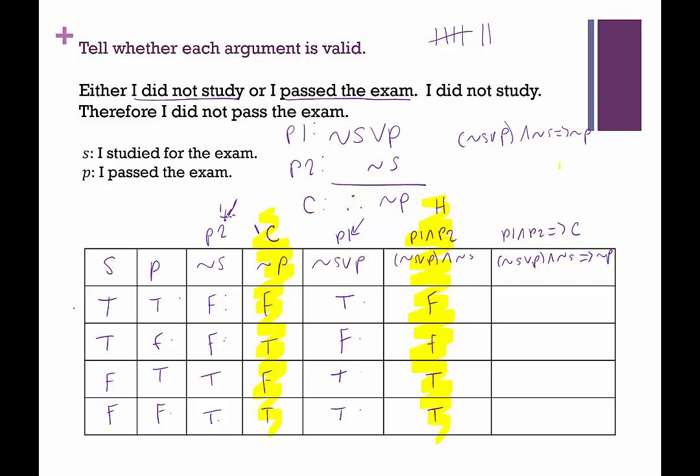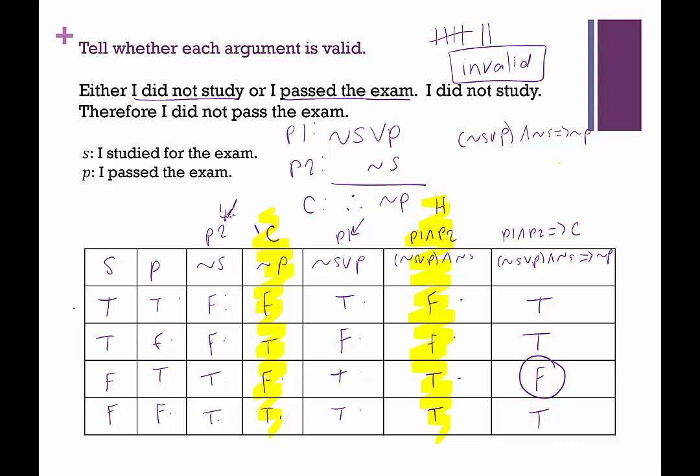And remember, this is a conditional, so we need either the hypothesis to be false or the conclusion to be true, or both. If false, it's by default true. Here we have to check it. If true, then false, that's a false. If true, then true is a true. So is this argument valid or not? It is not, because we have that one false in that final column, so this argument is invalid, not a valid argument.